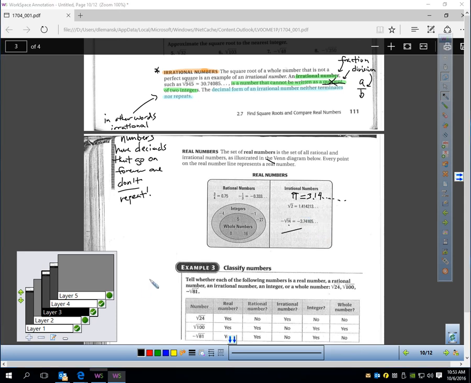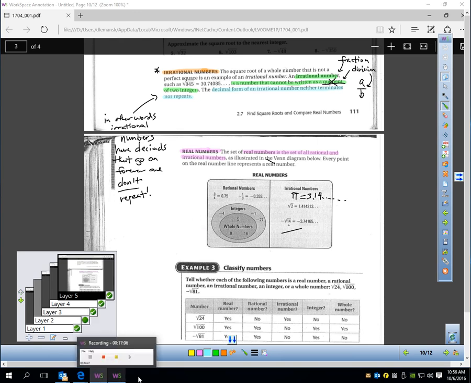Okay? Real numbers are all the rational and irrational numbers. So remember, earlier in the chapter, I showed you this diagram. I'm trying to highlight it here, or I'll just circle it with a highlighter. This is the diagram we had early in the chapter.